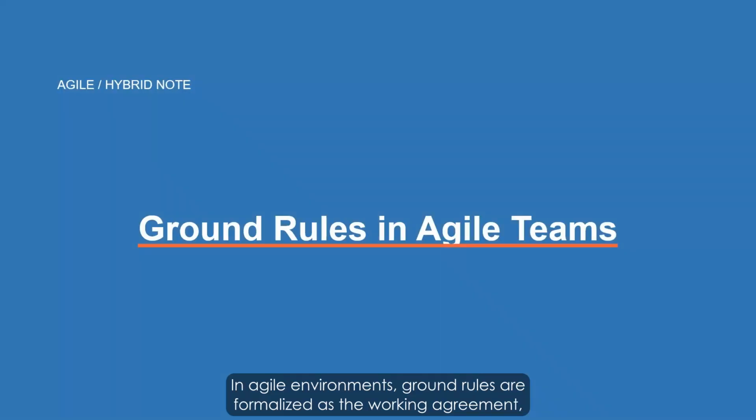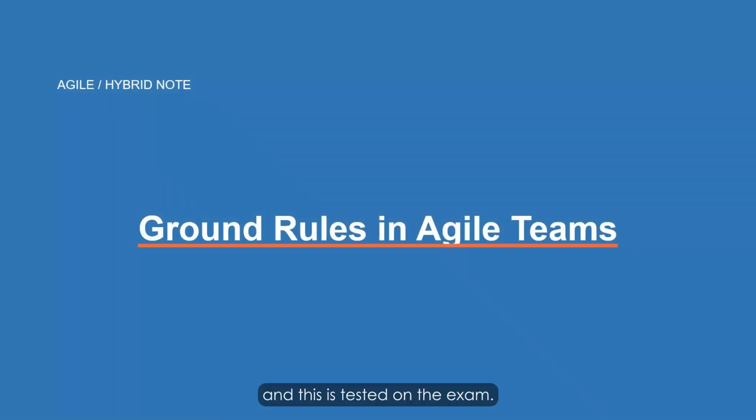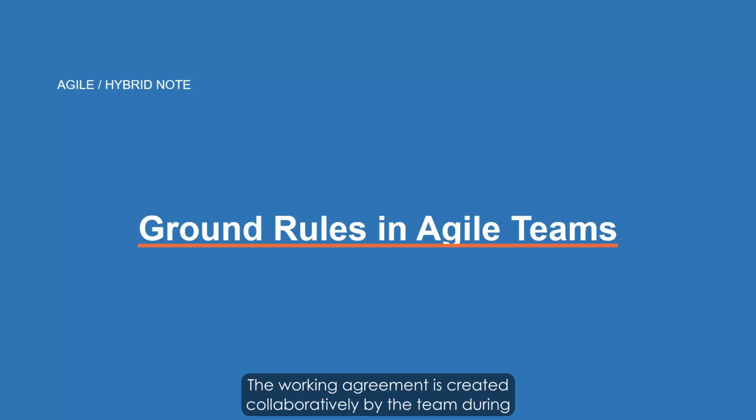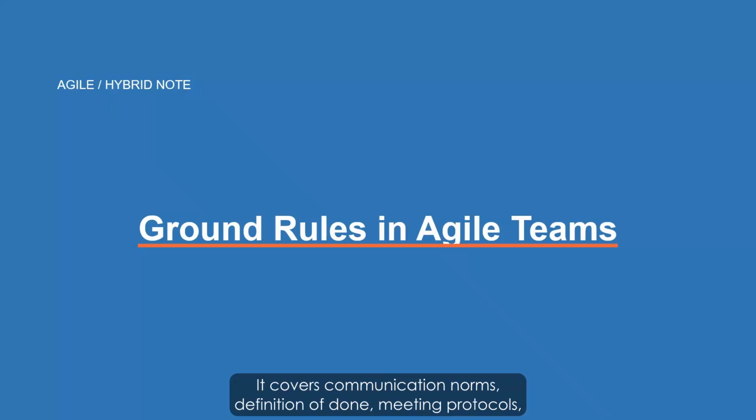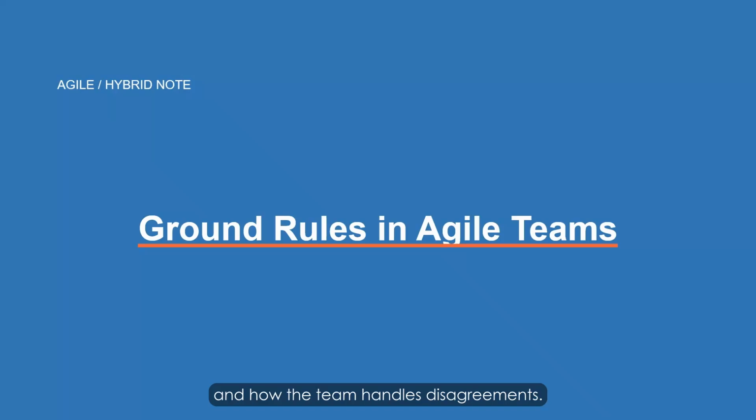In agile environments, ground rules are formalized as the working agreement, and this is tested on the exam. The working agreement is created collaboratively by the team during the forming phase or sprint 0. It covers communication norms, definition of done, meeting protocols, and how the team handles disagreements.